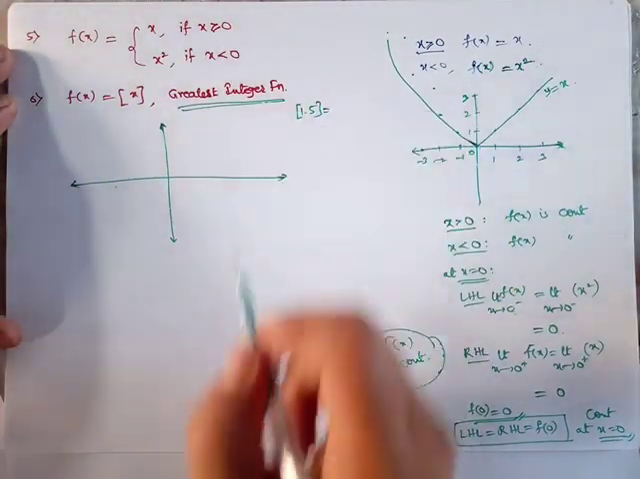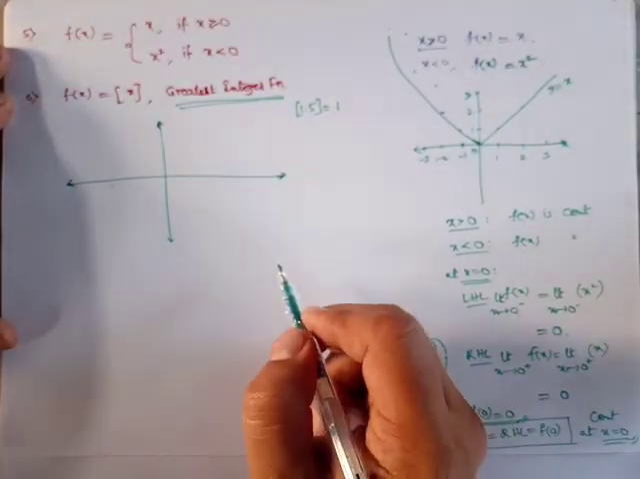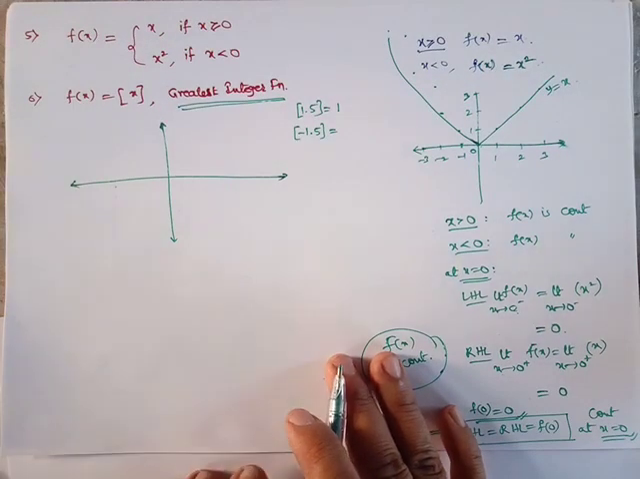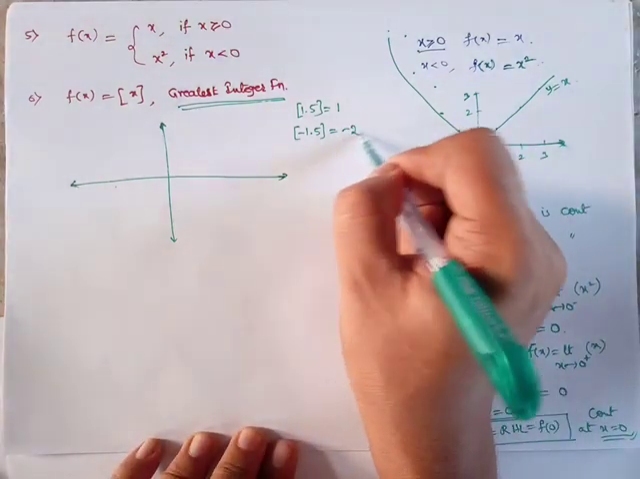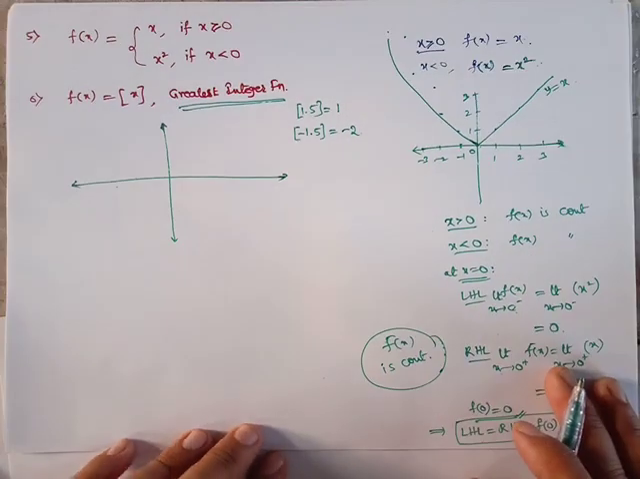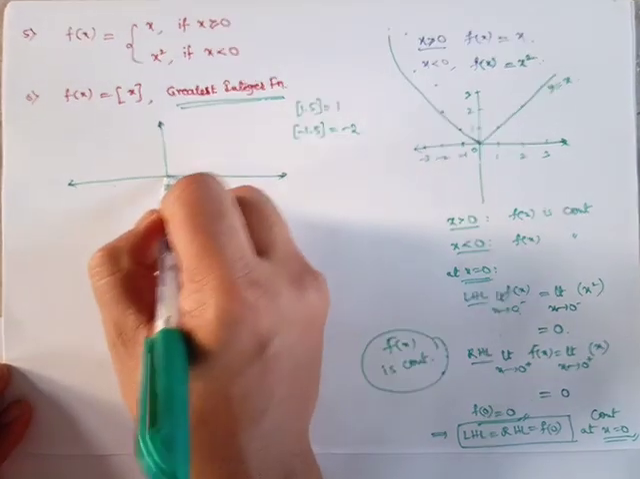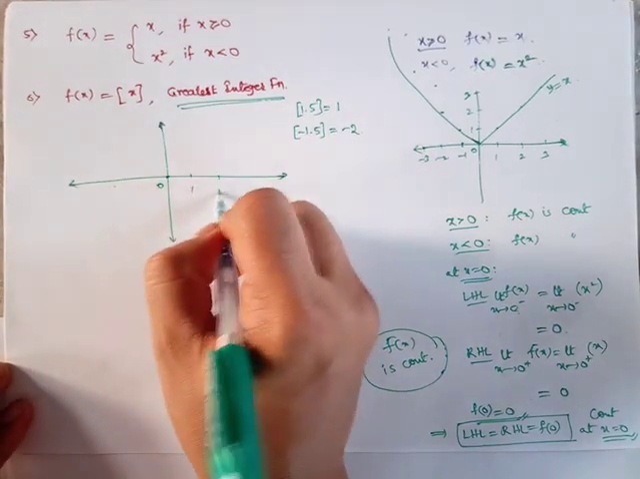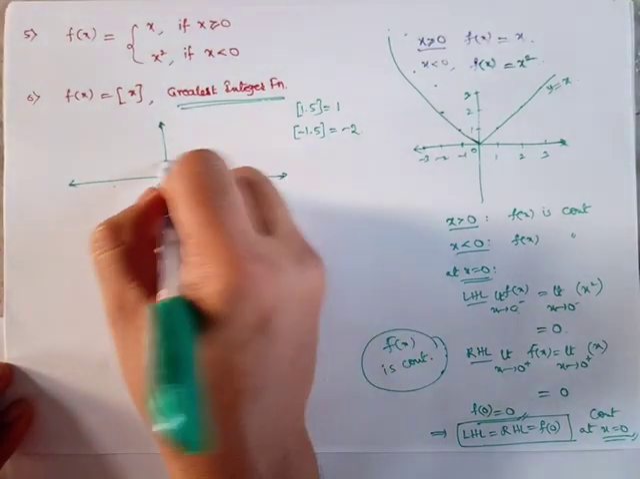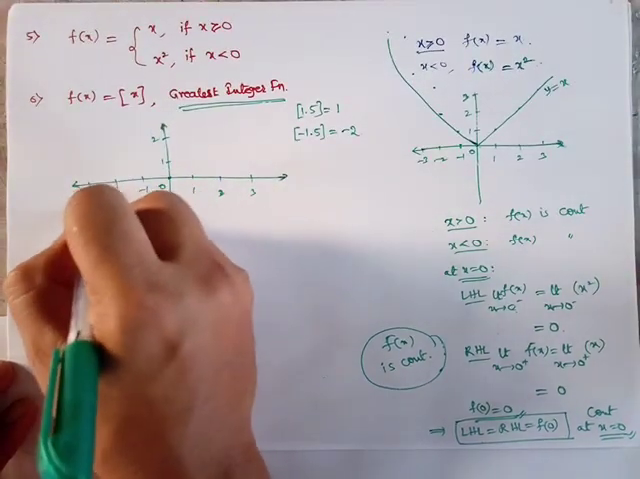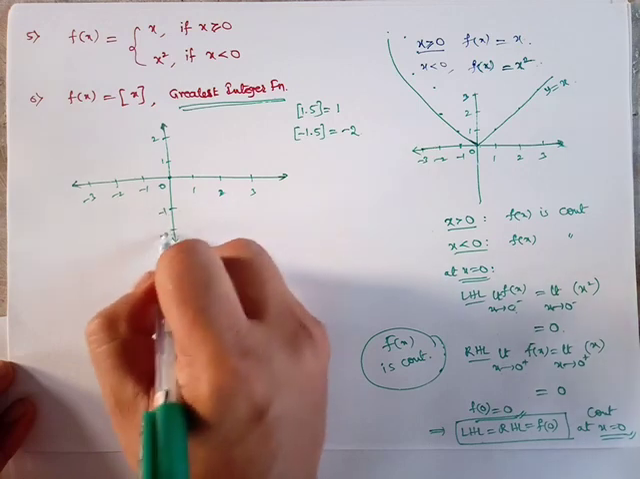Greatest integer function: 1.5 is nothing but 1. If you consider minus 1.5, the value should be taken lesser than it, so it should be considered minus 2. So this function we already know. Now, 0, 1, 2, 3 and so on, and minus 1, minus 2, minus 3.